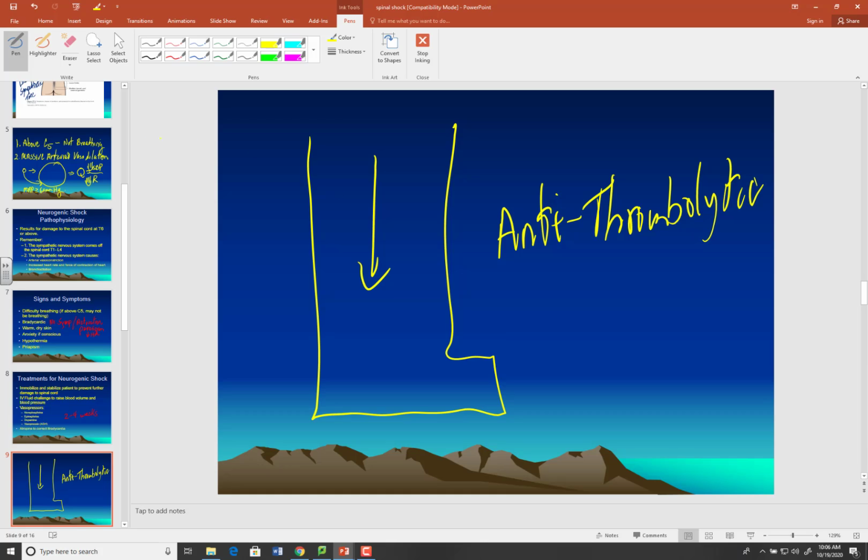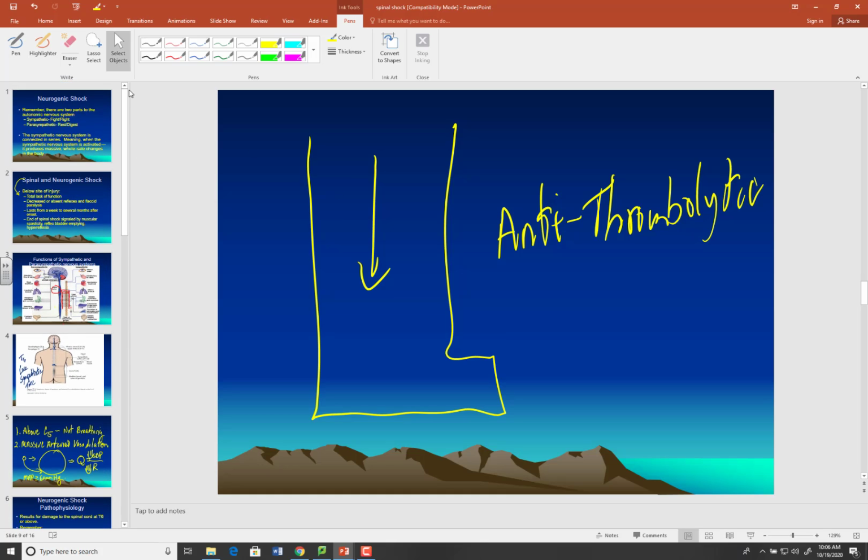So that's a little explanation on neurogenic shock. Remember, it's basically a distributive shock, and it's going to cause arterial vasodilation, loss of sympathetic tone, and as a result, the treatment is to give medication that mimics the sympathetic nervous system, and that's exactly what they do. All right, so I hope that helped.